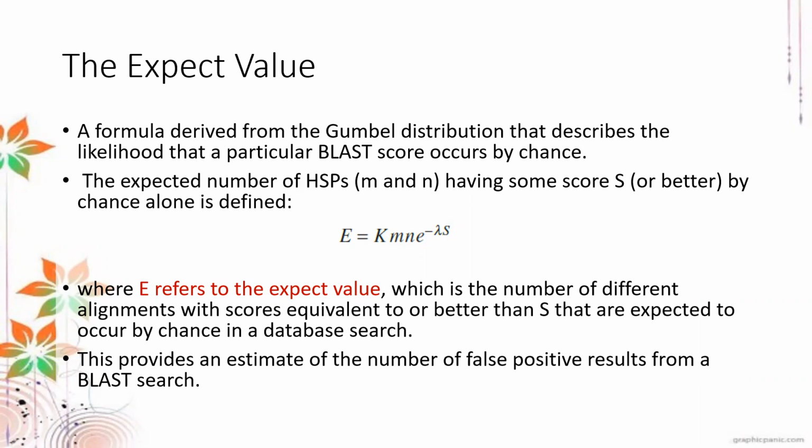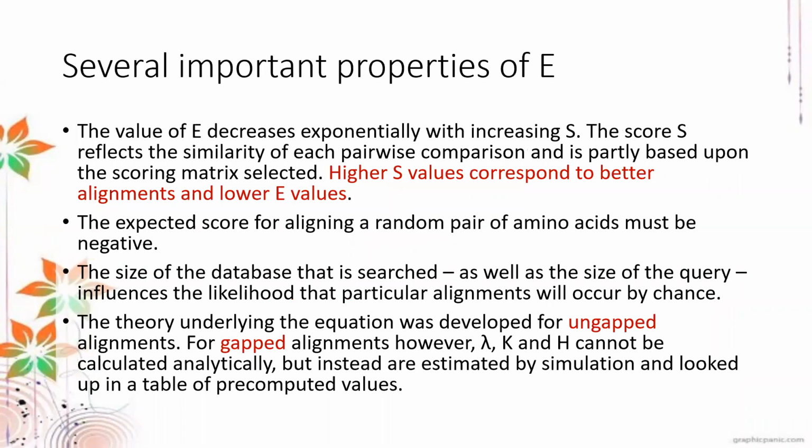So it provides an estimate of the number of false positive results from your BLAST search. Because this is also a false positive: you have a good alignment, but there might be 5 more alignments that are better than this one. Some of them might be false positives, because some of them might occur by chance. Again, a high expect value means that even if you have a good alignment, this one may occur by chance, so this is a false positive score. So this is another description of the expect value.